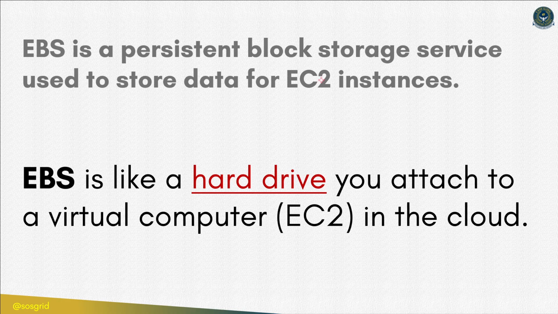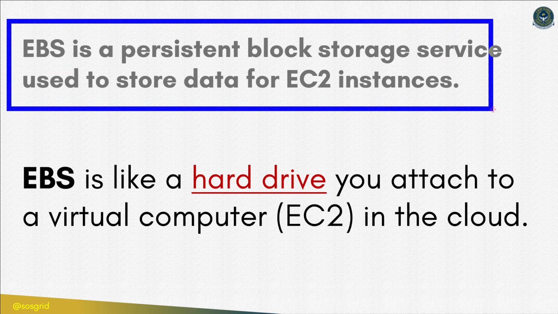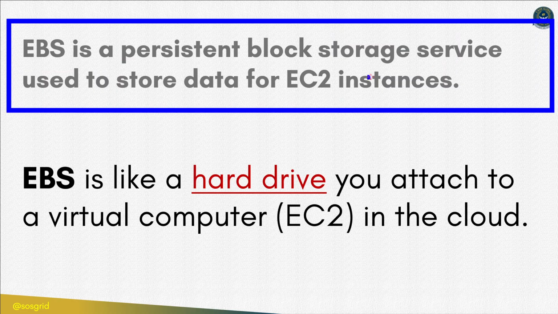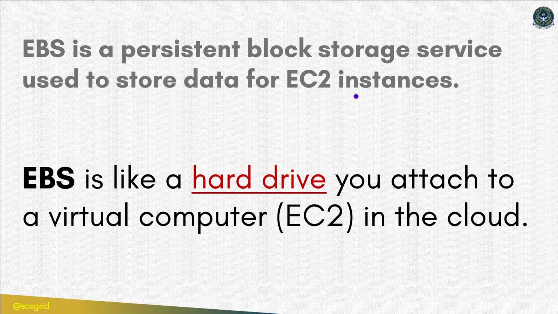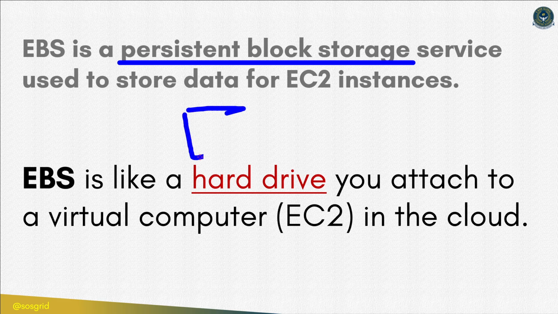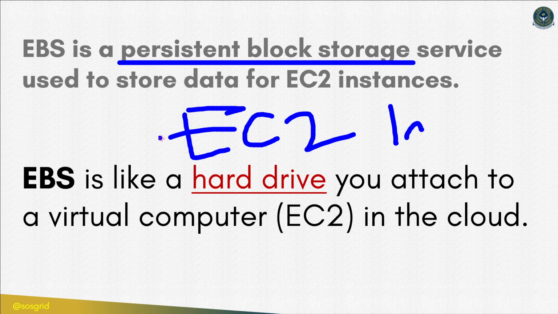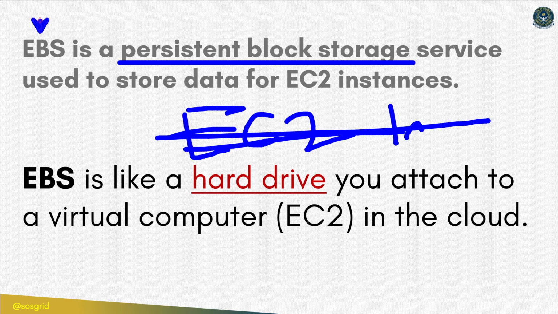Now, to simplify this, EBS is actually a persistent block storage service used to store data from an EC2 instance. And I simply mean that you can decide to keep it. You can't just have this EBS all alone; you need to attach it to an EC2 instance, right? And let's say you deleted this EC2 instance, you can still maintain this EBS. You can still maintain your storage even though you deleted your instance, right?